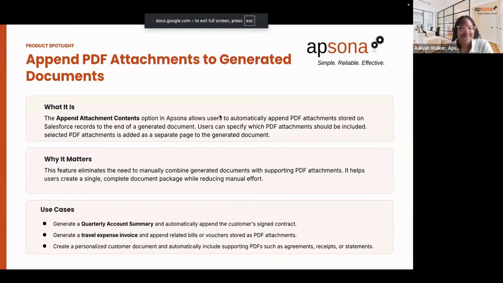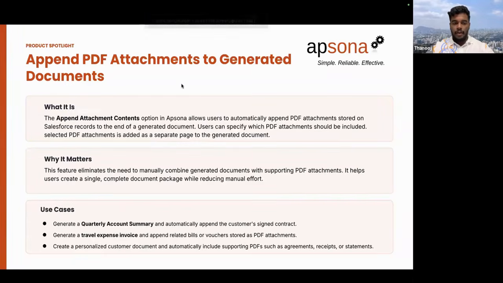With the first feature, we have append PDF attachments to generated document. This feature is related to the Apsona DocGen tool. What it is, why it matters, and the use cases. The append attachment contents option in Apsona allows users to automatically append PDF attachments, which are stored in the Salesforce record pages. Either they can be stored in the classic attachments or the Salesforce Lightning Files object. Users can specify the PDF attachment names in this option in the merge action builder, and we can attach these PDF attachments as separate pages in the generated document.